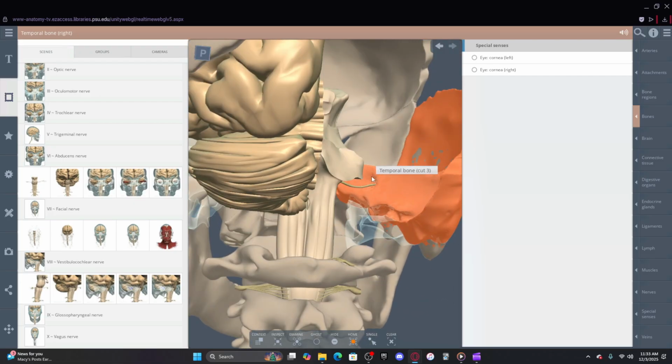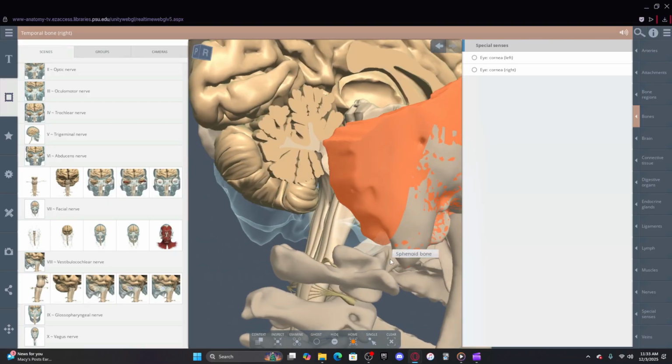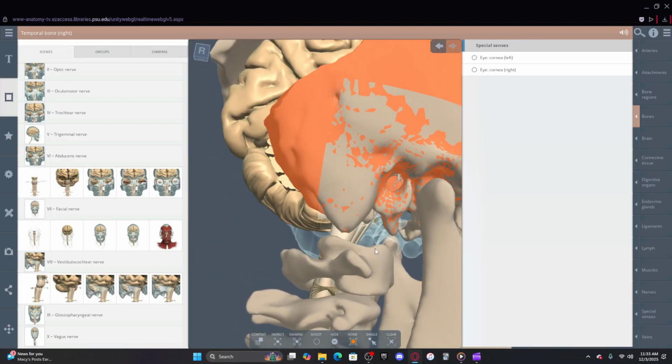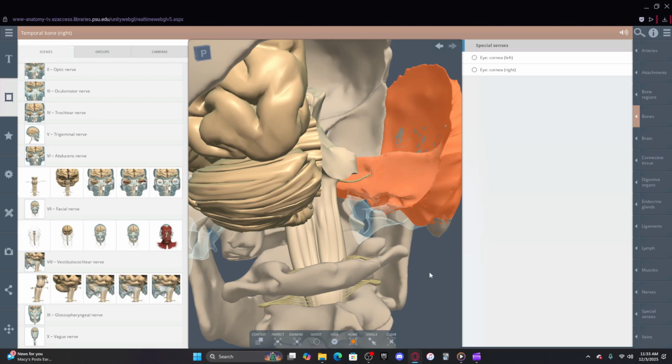There we go. We see it going through the internal acoustic meatus slash foramen, internal auditory meatus slash foramen, and we see it stopping inside of there. So that's cranial nerve number 7, sorry, cranial nerve number 8. We did cranial nerve number 7 and 8 going through the same structure.